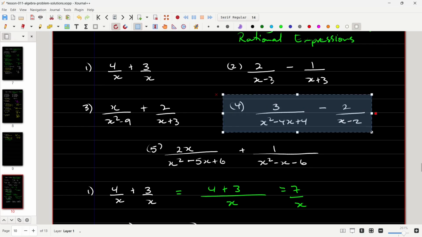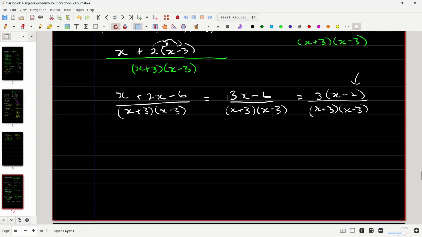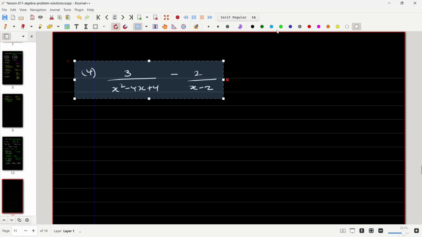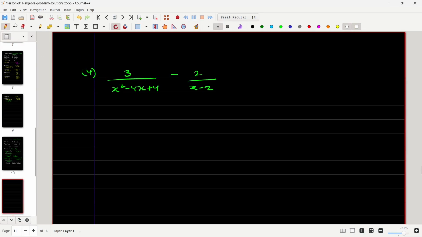Oh, this is a long one. Control C. Add a new page. And then put this here. Then this one here. All right, so again, we factorize first. All right, so x squared minus 4x plus 4. Now, remember, this here is looking like a perfect square. It is looking like x minus 2 all squared. Right?